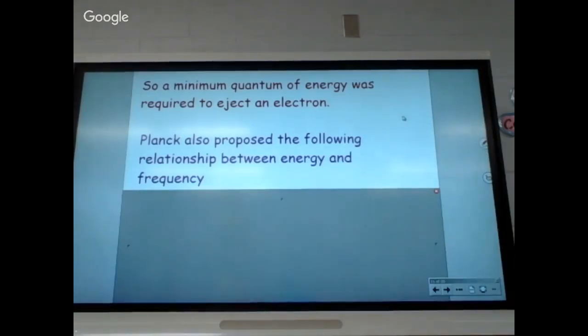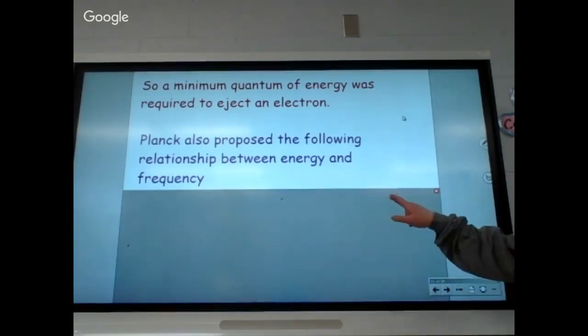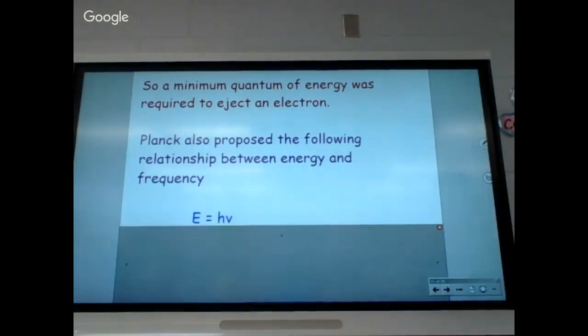All right, so Planck also proposed a relationship between energy and frequency. You guys are not going to have to calculate this. All right, you do have to know the relationship, but you don't have to calculate it. So we've just talked about energy and frequency. So energy and frequency are given in this equation. I want you to notice how this is different.